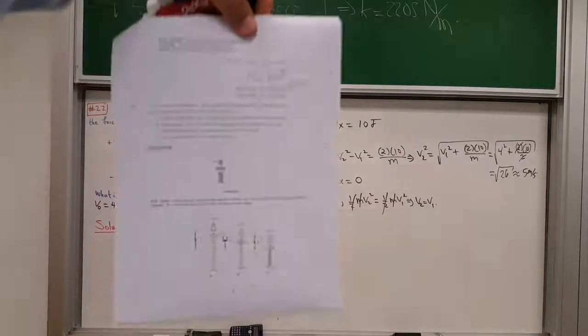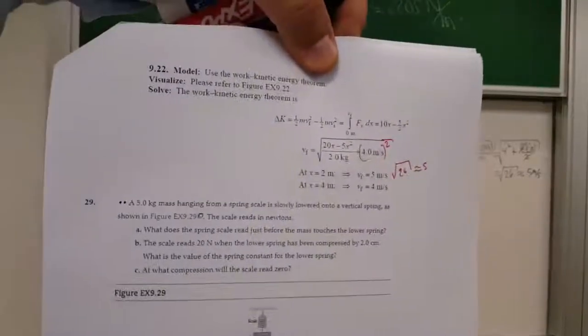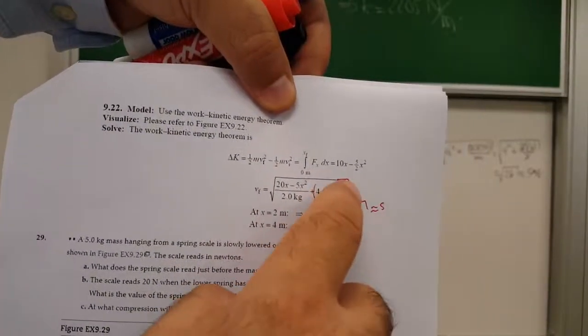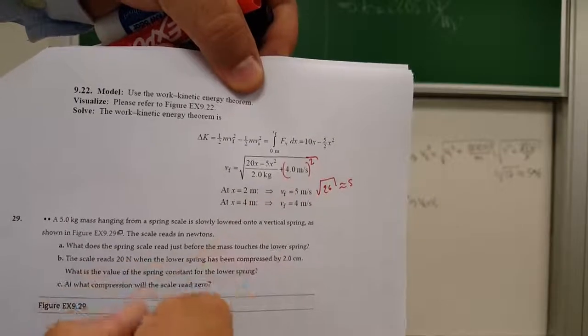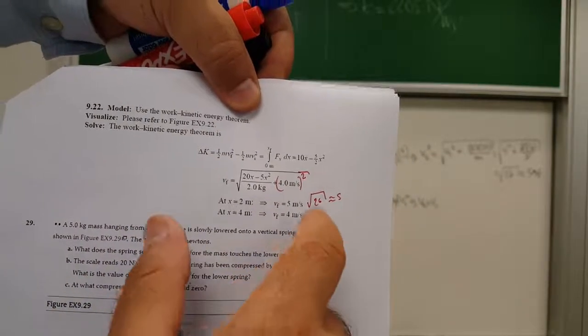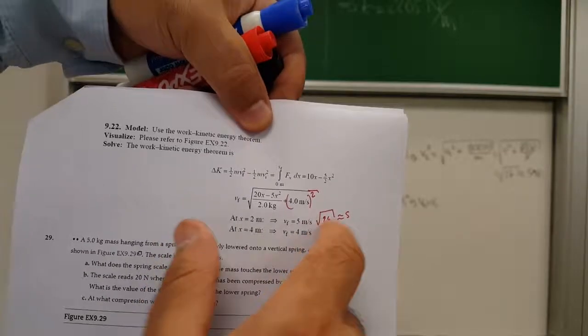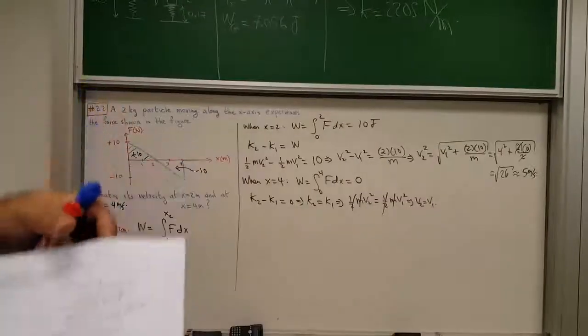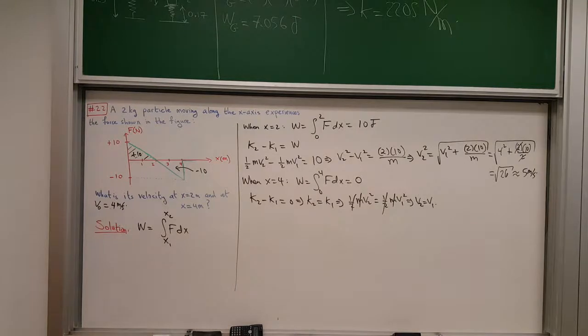Let me bring it closer. There was a typo here. It should be 4 squared. I'm sorry, yeah, 4 squared. And so you get the square root of 26, which is 5. Square root of 26 is not exactly 5, approximately 5. Yeah, that's the typo there. Okay, so let us go to the next question.